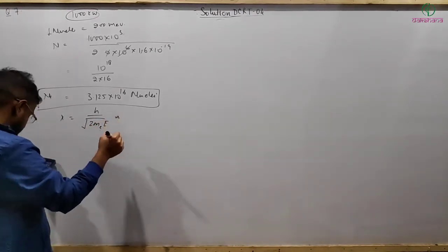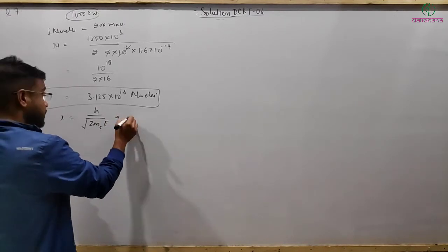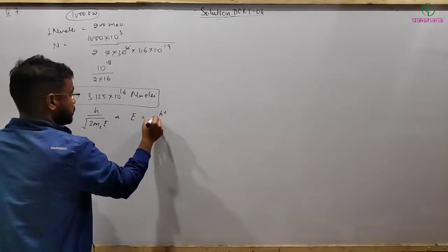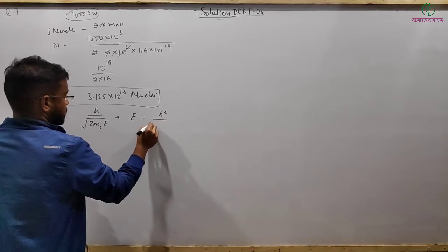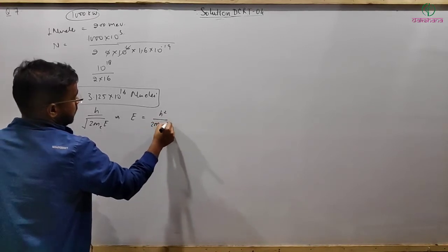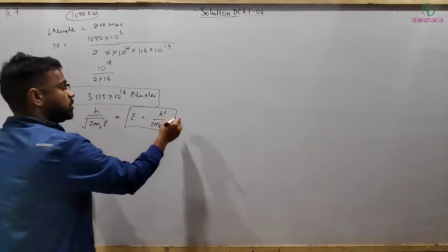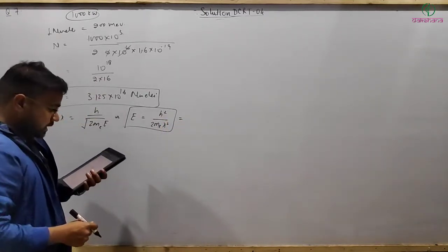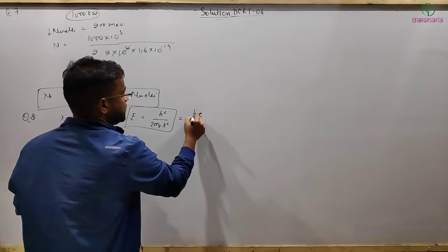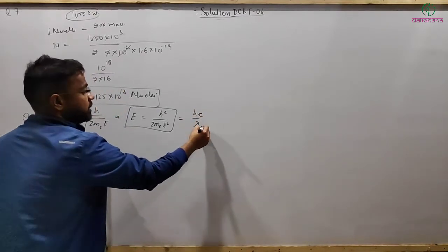If we rearrange this, we get E is equal to h square divided by 2me into lambda square. This is the energy, right? And this will be equal to, as it's asking for the cutoff wavelength, hc divided by lambda. So this will be the lambda cutoff.